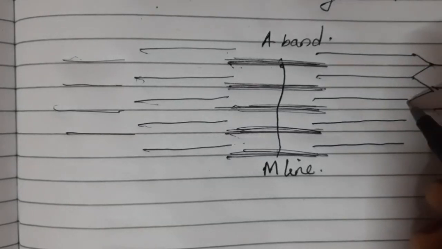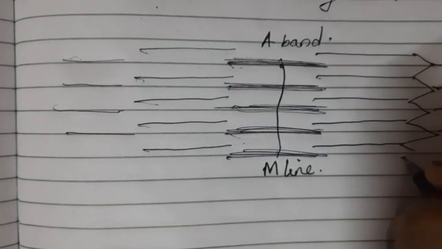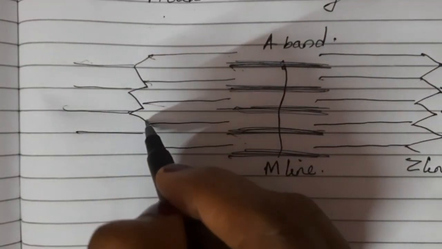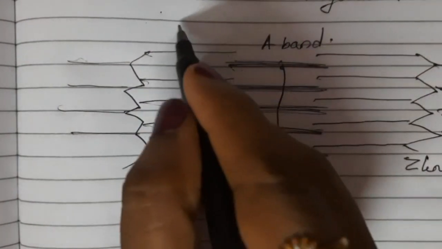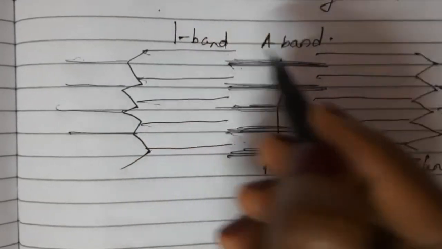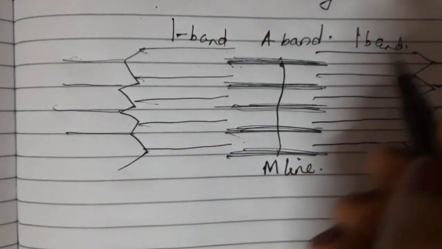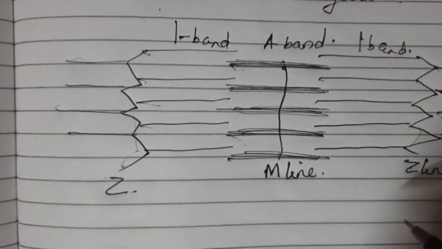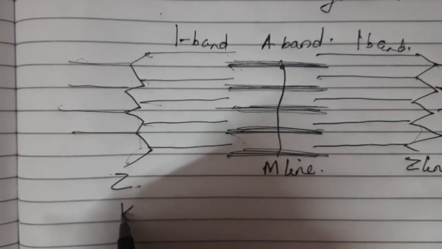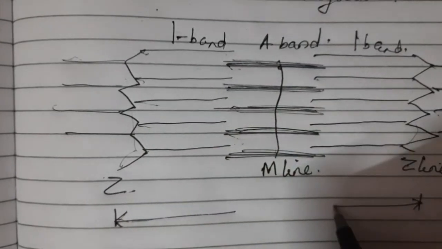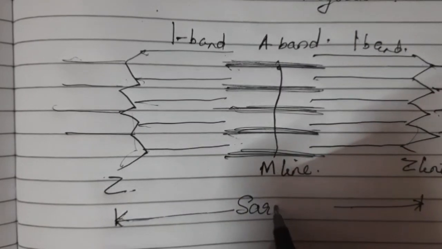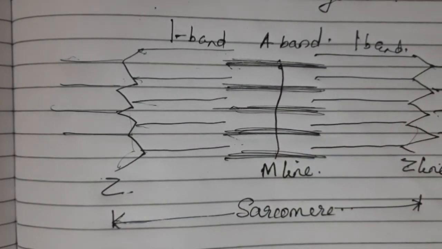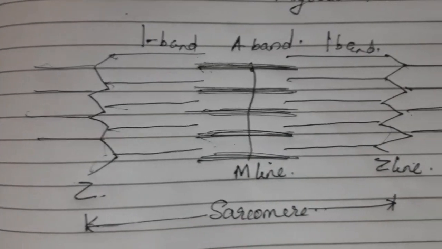Connecting this, there is a zigzag line here also. This is called a Z line. Connecting which band? Connecting the I band or the isotropic. This is I band. This also I band. So connecting I bands together, there is Z line. Now if you see the distance between two adjacent Z lines, that is from this Z line to this Z line, this is called a sarcomere. So sarcomere is the structural and functional unit of contraction of muscle.